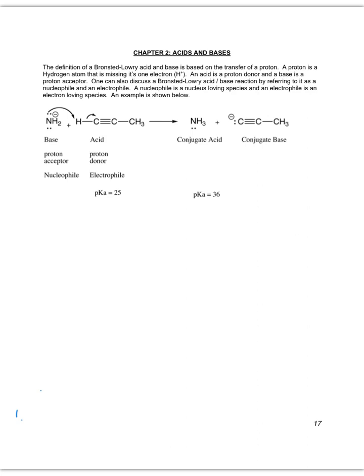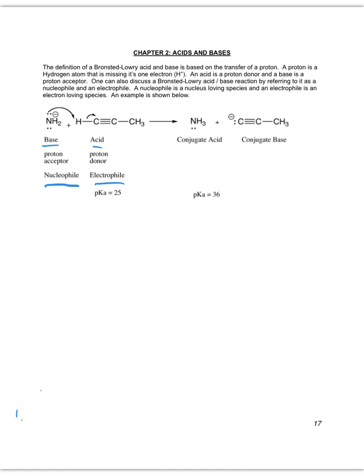One can discuss a Bronsted-Lowry acid-base reaction by referring to it in terms of a nucleophile, and that's how we'll refer to things throughout the whole semester because it works for all the reactions we can do. A nucleophile is the same thing as the base. The word nucleophile means a nucleus-loving species. And then the electrophile is the same as the acid. It is an electron-loving species.